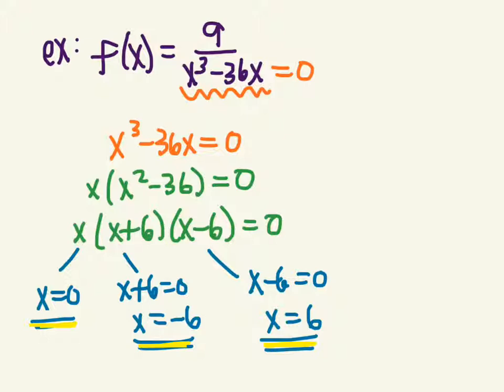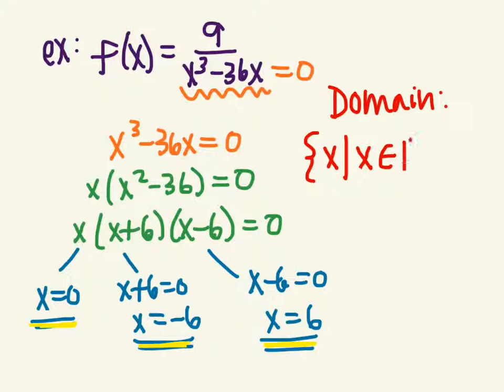So your domain in set notation is going to be, let's see here, domain. Set notation is where you use the curly brackets: x such that x is in the set of all real numbers.